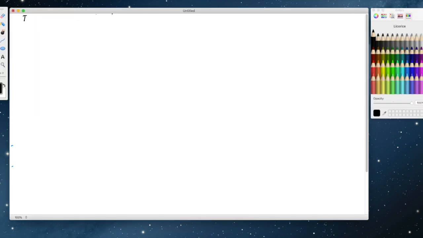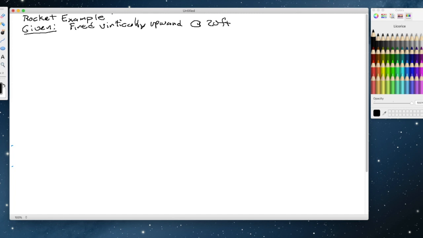Okay, I'm going to do the rocket example, where we were given a rocket fired vertically upward, and at 20 feet altitude, its velocity is 100 feet per second and no acceleration, because the rocket's engine is turned off.